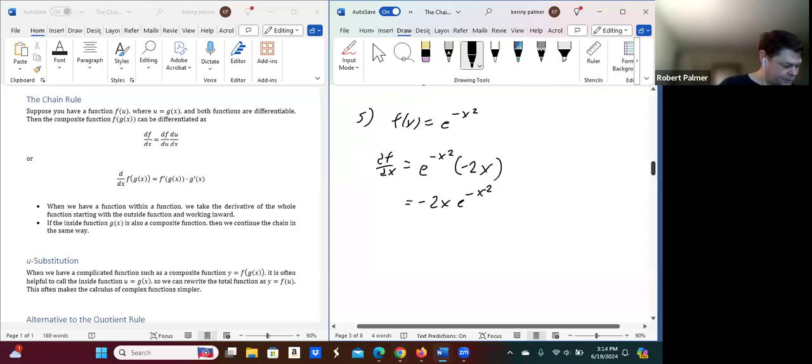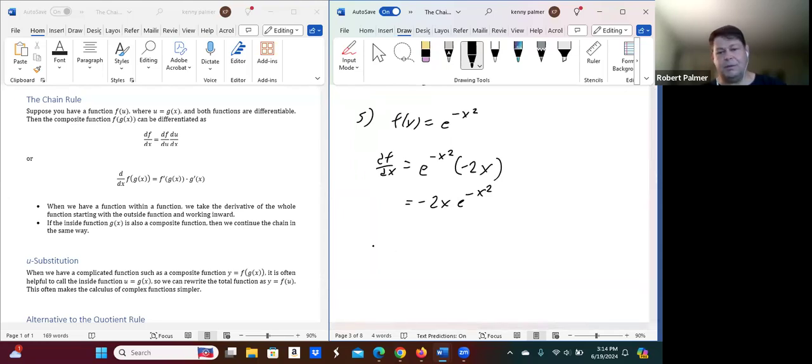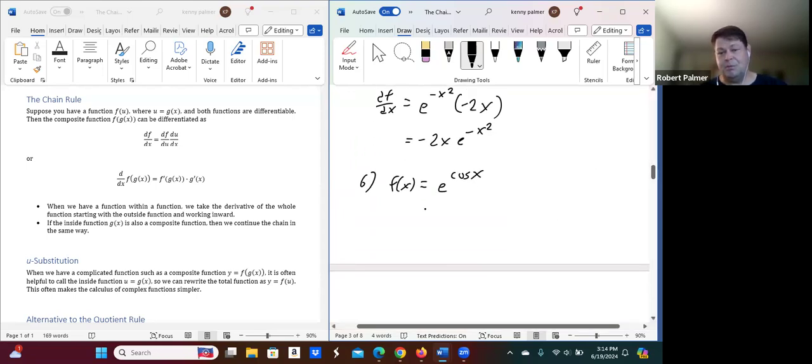Okay. All right, number 6. How about we have this? Let's say we have this time for f of x, what about this? e to the cosine of x. It's kind of an unusual one. Now this time, let's actually use the u substitution on this. You don't have to, I could do it both ways. So df dx. In the same way, the derivative of e to the something is just e to the something again. So e to the cosine of x.